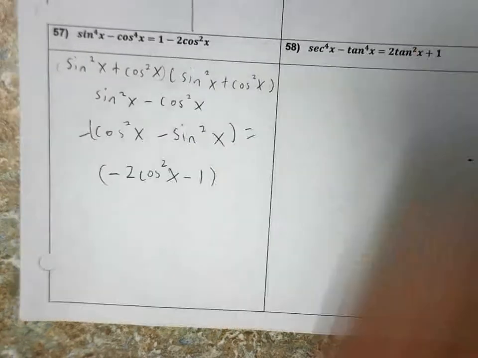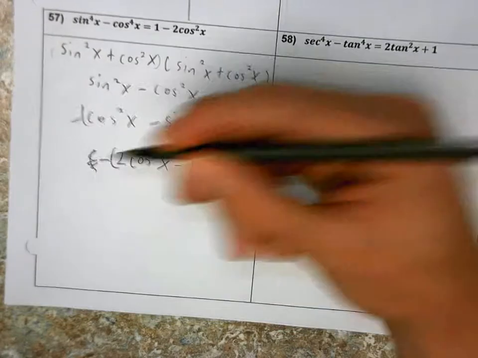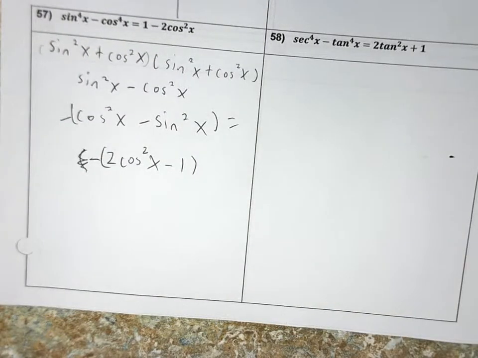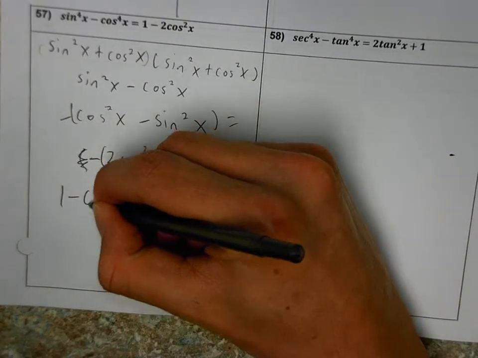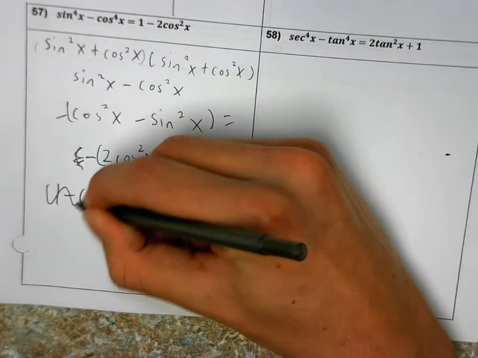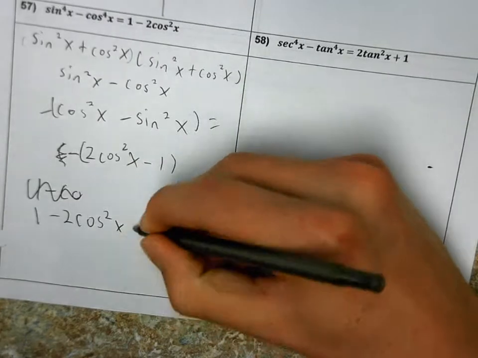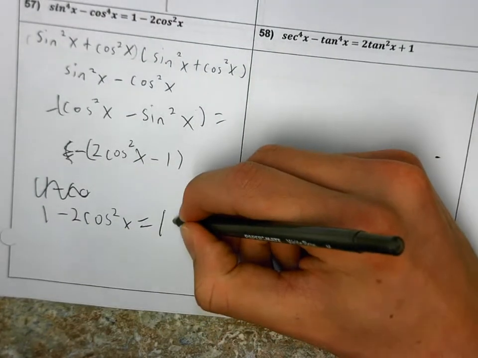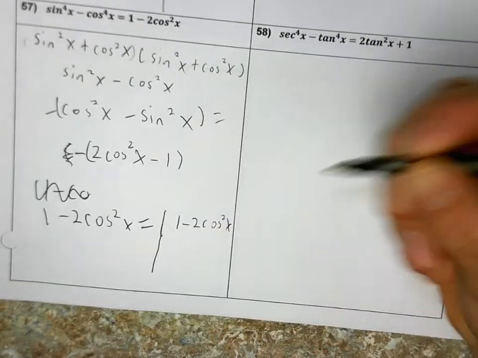The negative is outside. That's good. All right. And now if we take out the negative part, we have to flip them back around again, which makes them 1 minus 2 cosine squared x. And there we get our answer. So you flip them around, you make them something else, and you flip them back. That's basically the logic behind it.